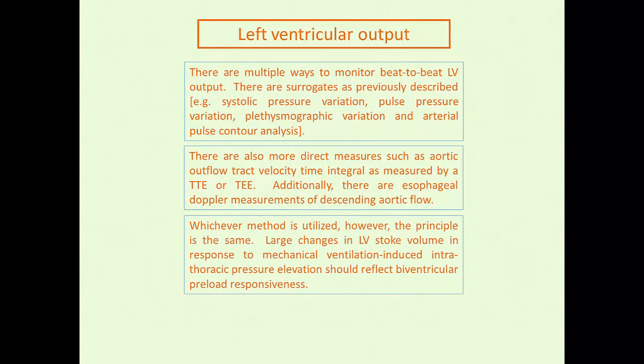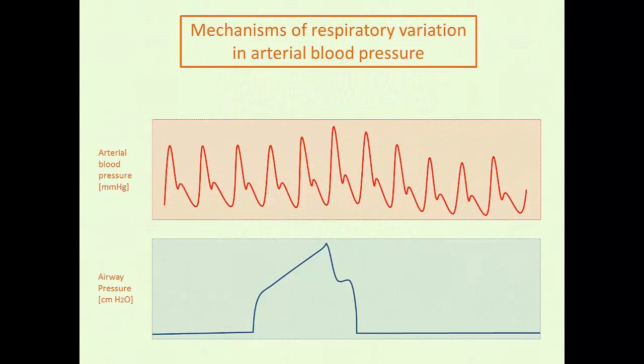Whichever method is utilized, however, the principle is essentially the same. That is, large changes in left ventricular stroke volume in response to a mechanical ventilation-induced intrathoracic pressure elevation should reflect biventricular preload responsiveness. So what are the specifics of this physiology? Well, we've talked a little bit about the basics already, but let's talk about some of the mechanisms here.